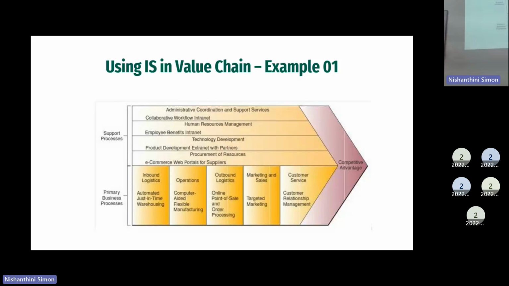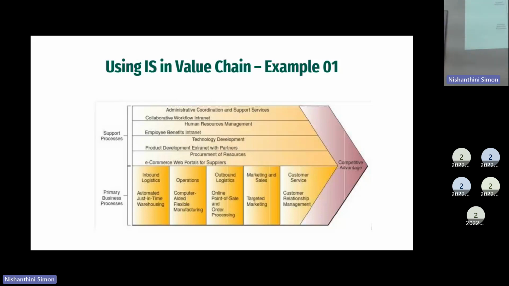When it comes to outbound, here they are saying we can go for an online point-of-sale ordering system. At the point the sale happens, the information directly comes to the organization or the supplier, the company. It happens automatically according to the outlet. When the products are going down, sales happening, their inventory is going down and they will be able to reorder from the manufacturer.